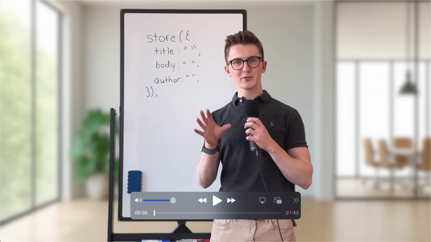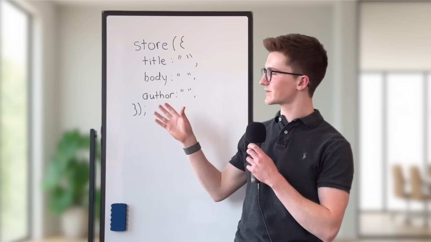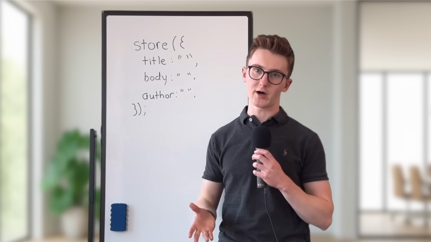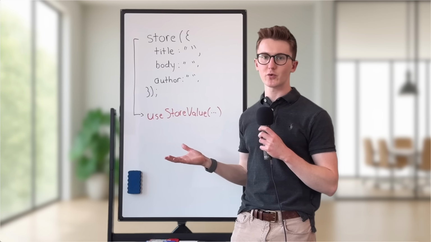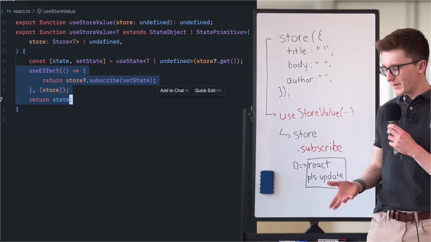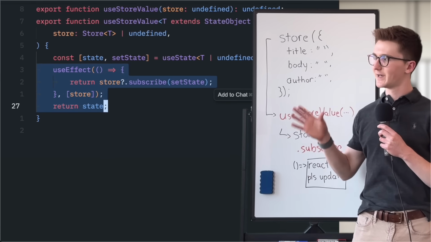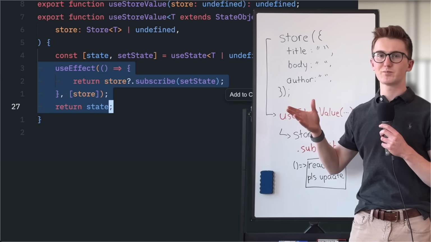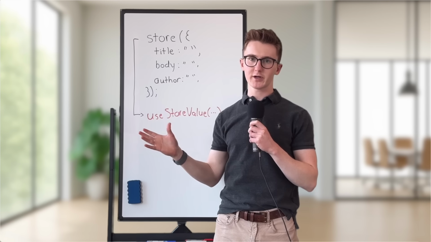Let's understand Simple Store on a technical level. Say we have an example here, it's an object with a title, a body, and an author. If someone subscribes to that store with a React hook like useStoreValue, that's gonna call .subscribe under the hood, which is basically gonna tell React, please update every time subscribe gets called. Here's the implementation for it.